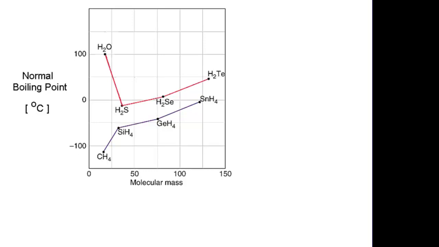We see H2S, H2Se, H2Te, and the boiling point is increasing the further we go down the periodic table. But we see this huge difference with water. Water does not fit the trend. We would expect water, based on this graph, to be somewhere down here with a boiling point around, say, -20. However, the boiling point we know is 100.